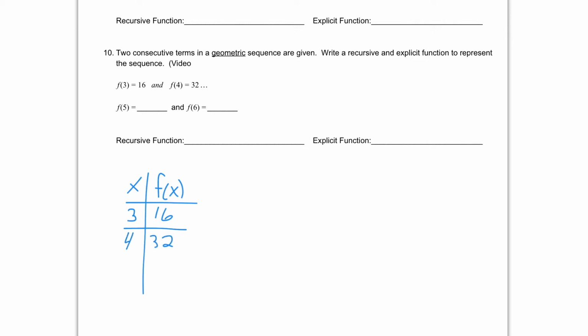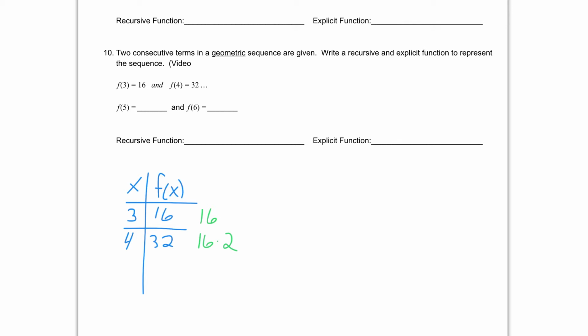And since we know that this is a geometric sequence, it tells us right here in the directions, we're looking at what are we multiplying by each time in order to get from one to the next. So to get from 16 to 32, it looks like we are multiplying by 2 each time. So if we continue to multiply by 2 each time, and we can write this out, so this was 16, this is 16 times 2.